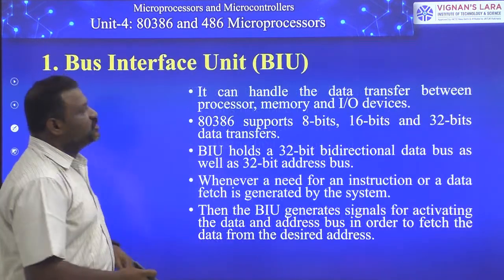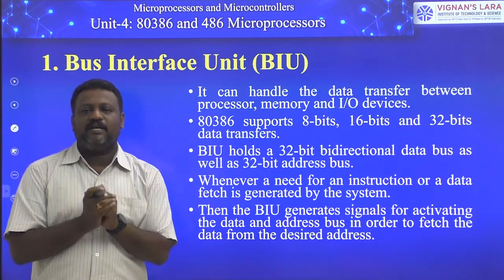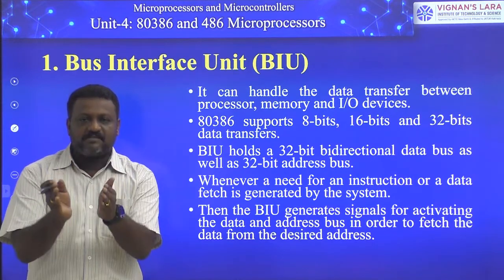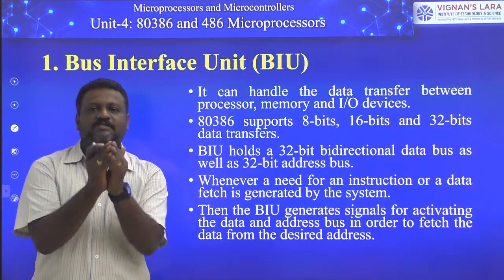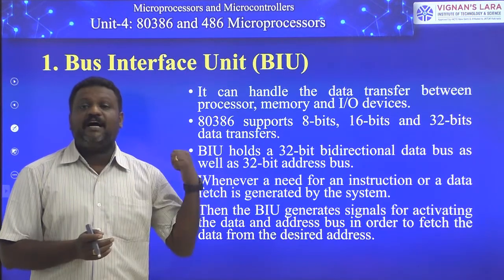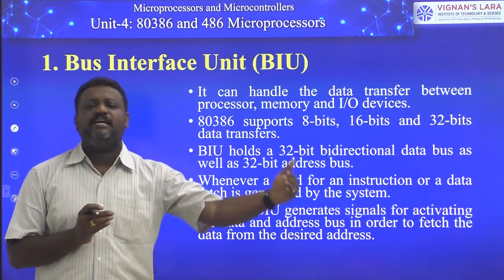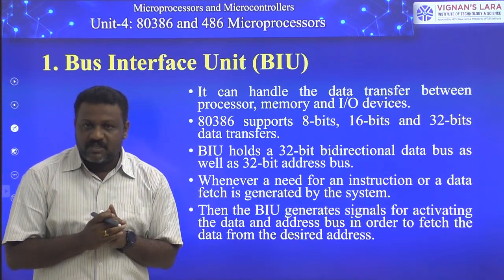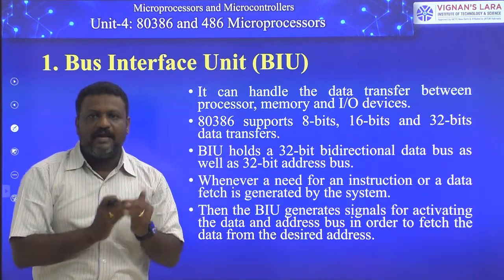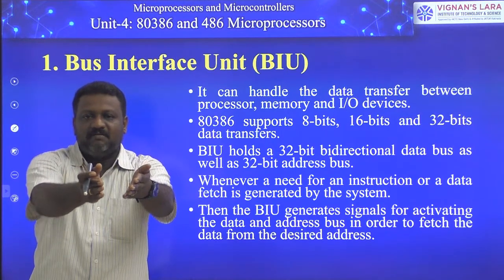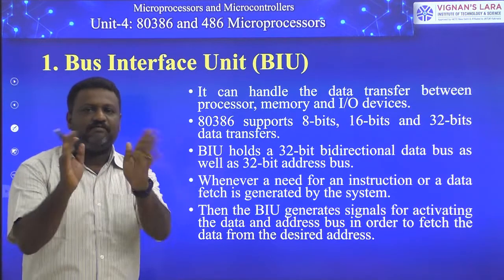First, I start my discussion with the bus interfacing unit, BIU. The name itself indicates bus interface unit. I can share an important single statement about this particular unit: with the help of this BIU only, our 80386 can communicate with the external world. That means your 80386 can communicate with memory elements only with the help of this bus interfacing unit. That you have to remember, friends.